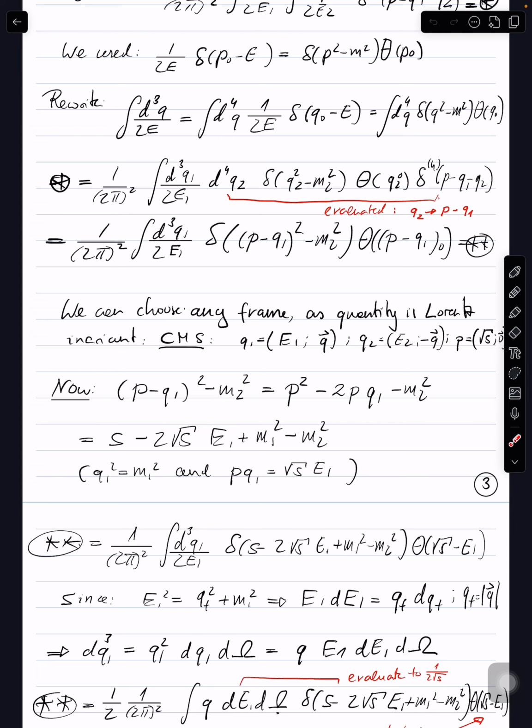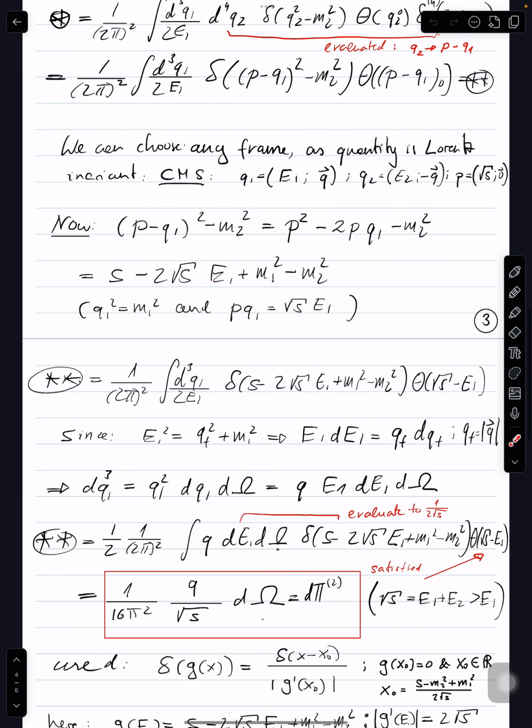This delta function is being used to replace Q2 by P minus Q1. And now we can also choose the center of mass frame, where the spatial momenta of the outgoing particles are equal and opposite in direction. P, the incoming momentum, is just the square root of S, as we defined it above, P squared being the total energy squared S.